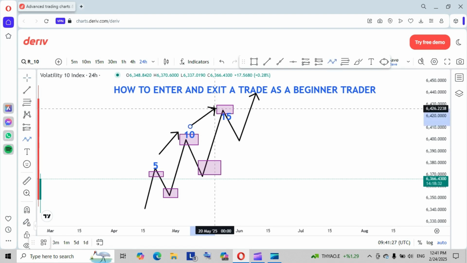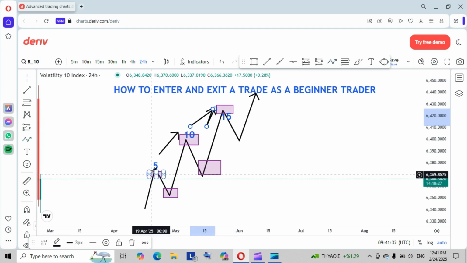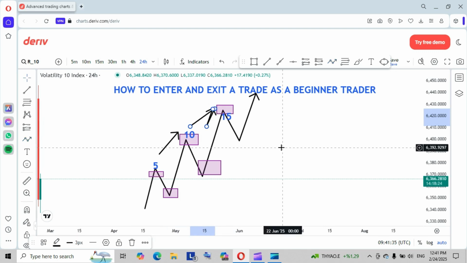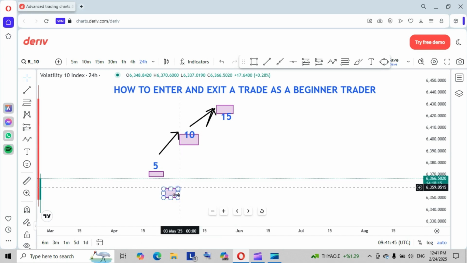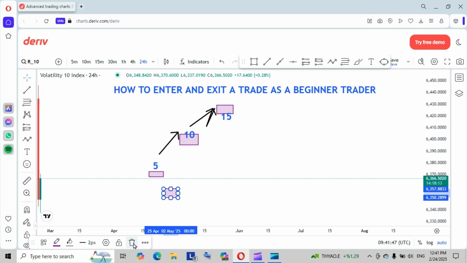So what did you notice? The price keeps increasing, from 5 to 10, from 10 to 15. When you see this, it is called a bullish market structure. This is where you identify a higher high and a higher low.